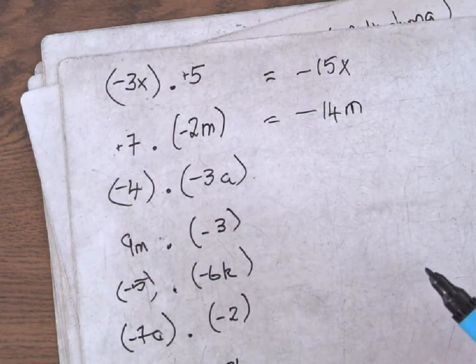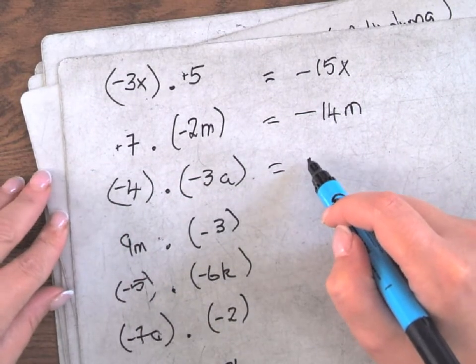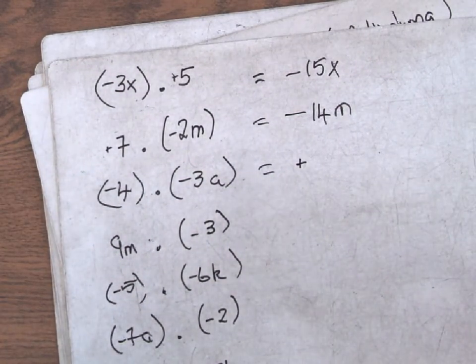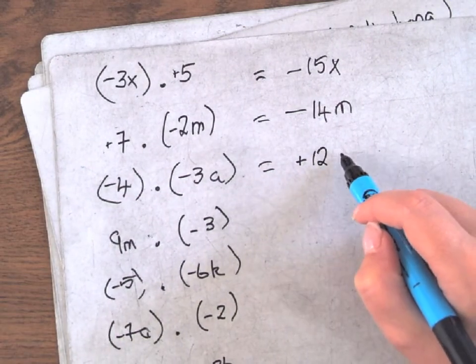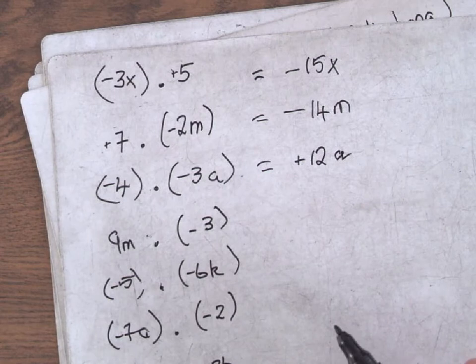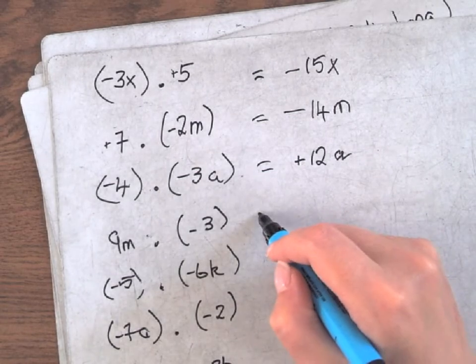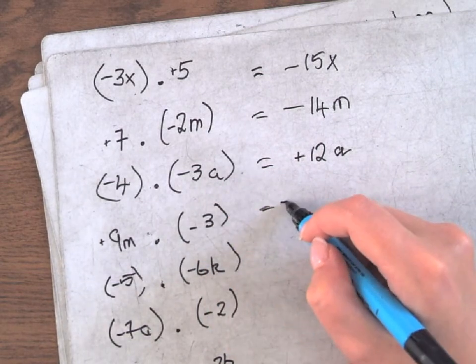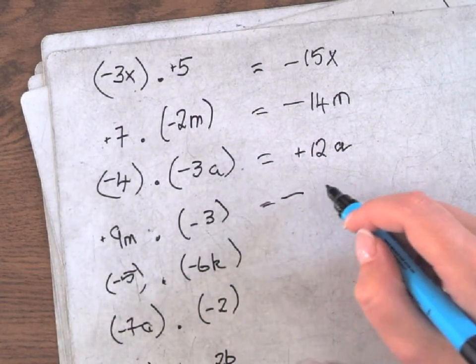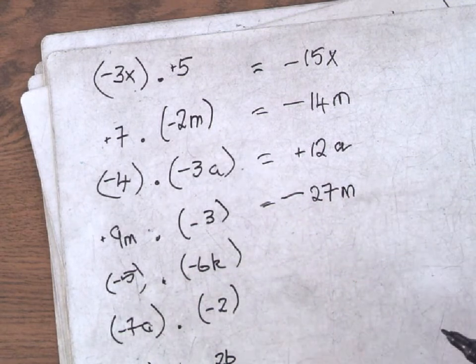Okay? Next one, a minus by a minus is a plus. You don't need to write down the plus, but you can if you want. 4 by 3 is 12, and we just have one letter A. So plus 12A or 12A. Right, if you're saving the ink on your pen, you can just write 12A. Right, over here, no sign is a plus. So a plus by a minus is a minus. 9 by 3 is 27. And m, you just have one letter, minus 27m.